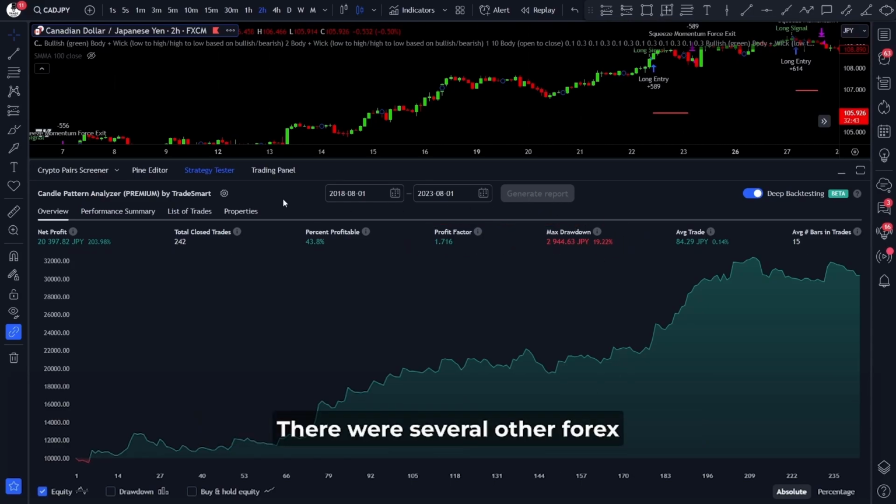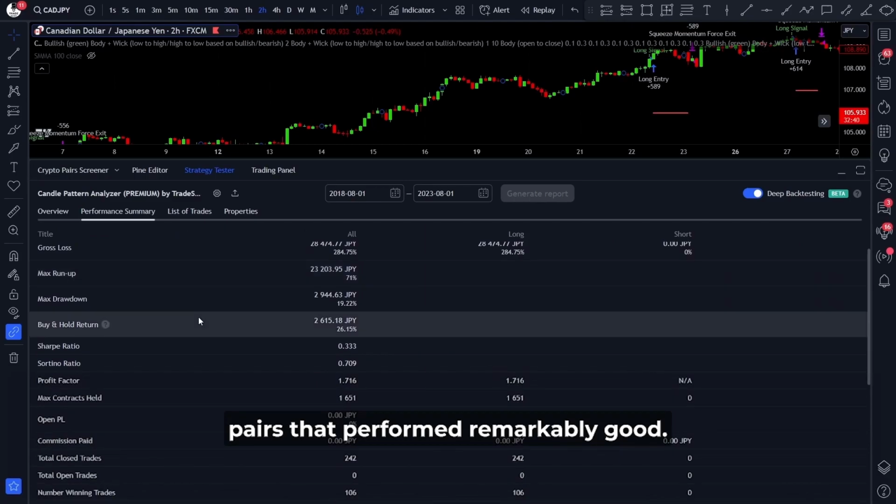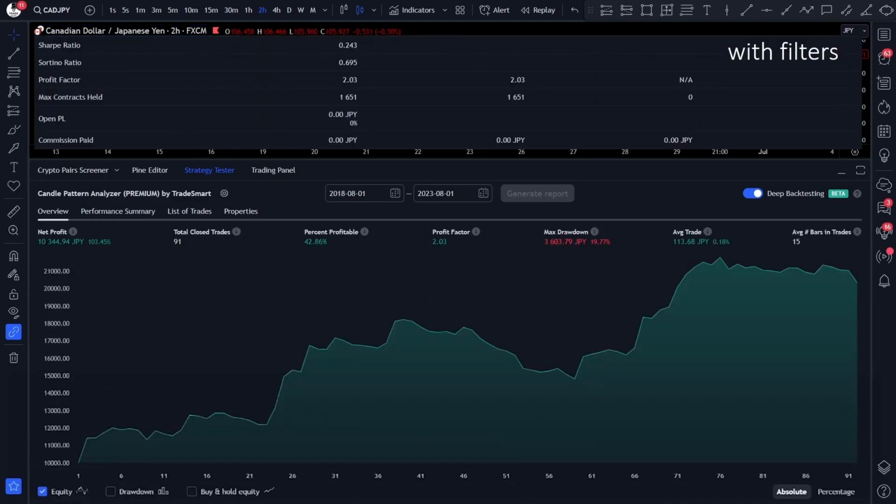There were several other Forex pairs that performed remarkably good. Here are a few examples.